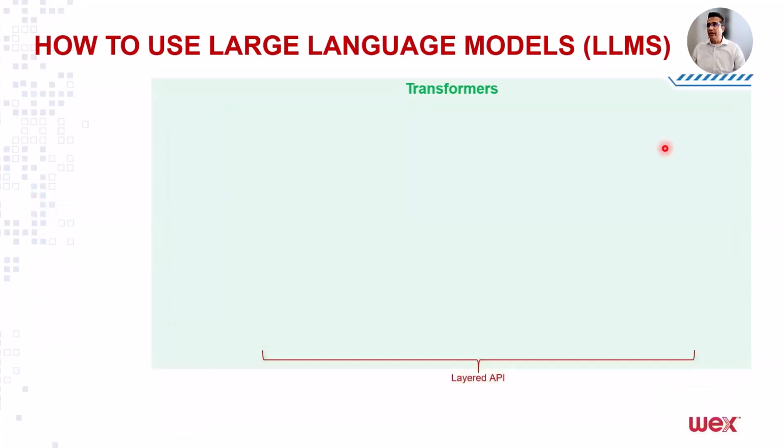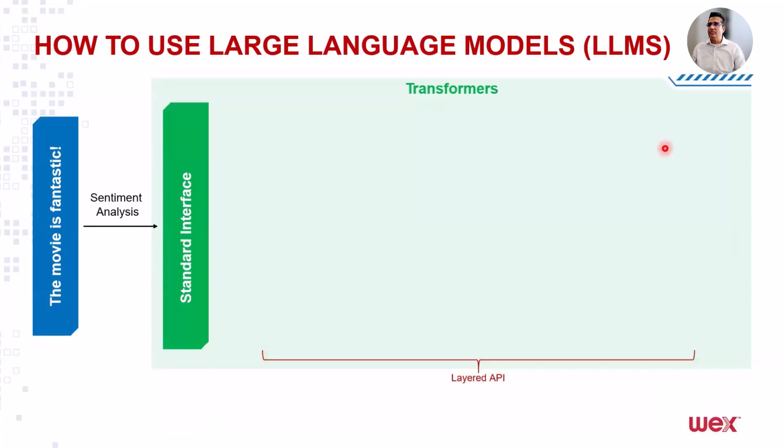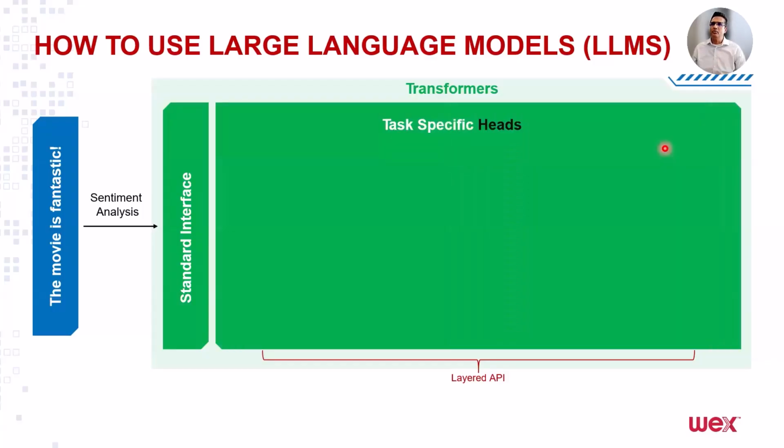So now, before getting to the demo, just to explain the standard interface, there's a function called pipeline. Let's say you provide the input "the movie is fantastic." That's your input, and you select a task head called sentiment analysis, and you provide that to the standard interface of the LLM.